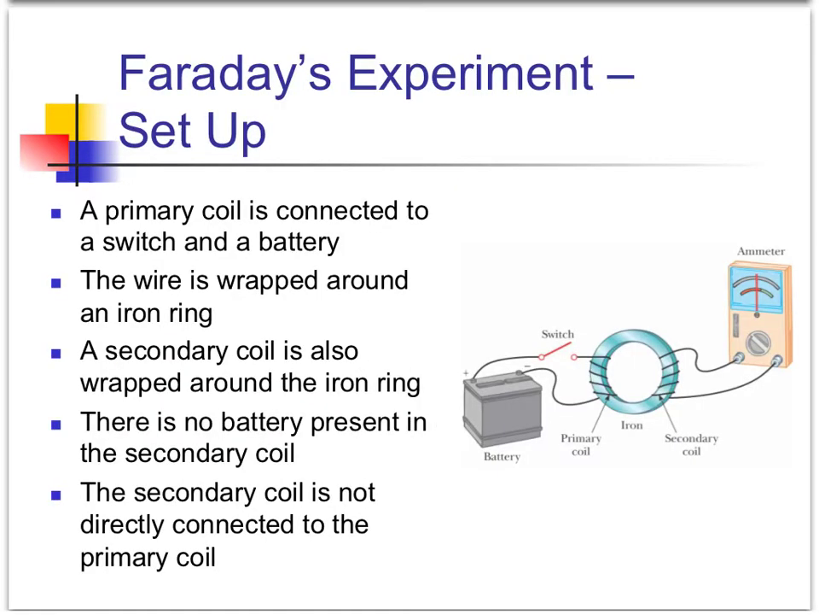So in Faraday's experiment, he took a primary coil, which was connected to a switch and a battery, and the wire is wrapped around an iron ring. Now this wire is insulated, so there's no current going from this primary coil into the iron ring. A secondary coil is also wrapped around the iron ring, and there's no battery at all present in the second coil. So the secondary coil is not directly connected in any way to the primary coil.